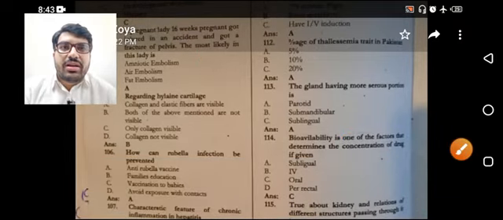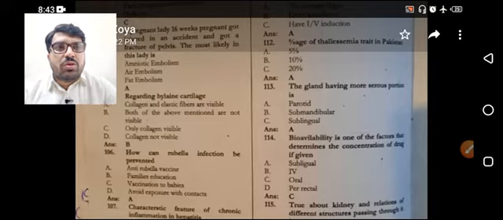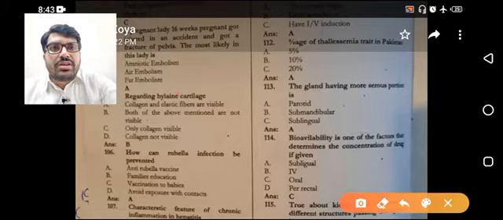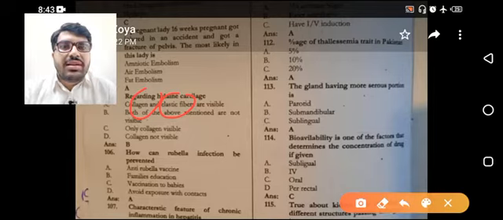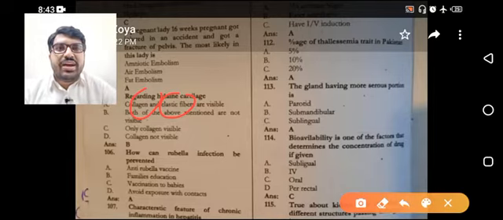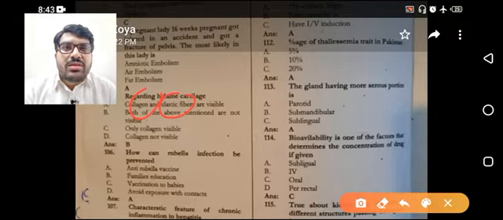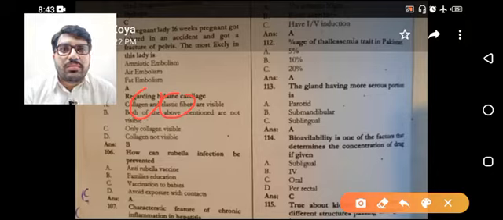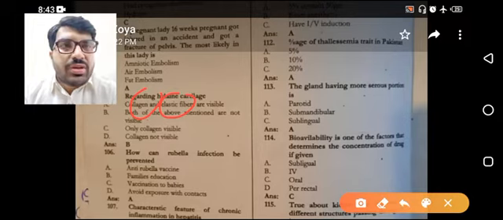Regarding hyaline cartilage, collagen and elastic fiber, they both are not visible. It means they both are not present over there. Elastic fiber is present in elastic cartilage. Collagen is present in fibrocartilage. In hyaline cartilage, there are chondrocytes only. So option B is right over here.